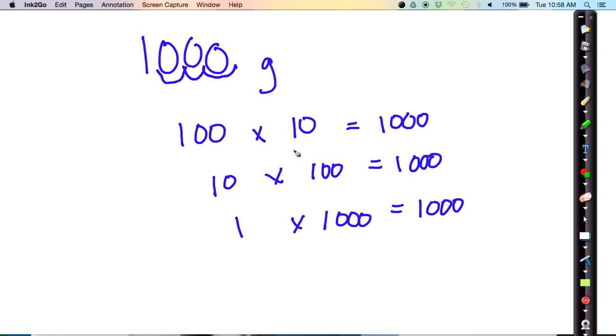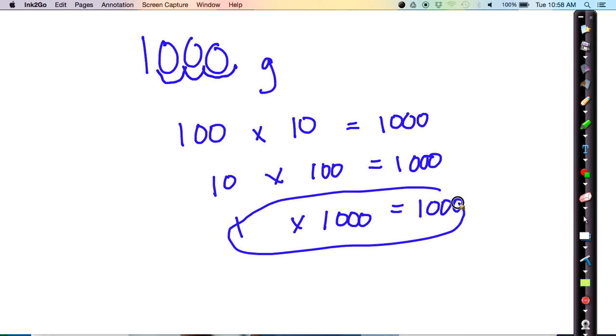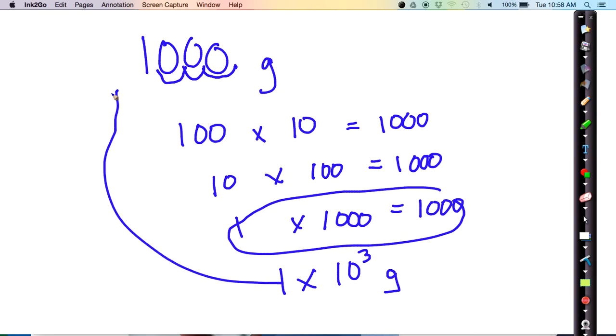Instead of writing out times 10 times 10 times 10 in this last example, it's a lot more convenient for me just to say 1 times 10 cubed, or 1 times 10 raised to the third power. And get my unit back here, 1 times 10 to the third grams. This is another way of writing 1,000 grams. It's written here in scientific notation.